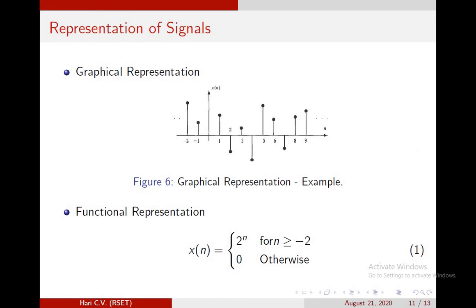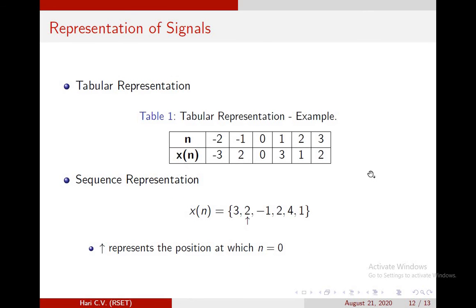The functional representation, that is x of n is equal to 2 raised to n for n greater than or equal to -2 and 0 otherwise, which means we are representing the signal in the form of functions. The continuous time signal can also be represented as functions. The tabular representation means we are representing the signal in tabular form. You can see an example in table 1, and the last type of representation is sequence representation.